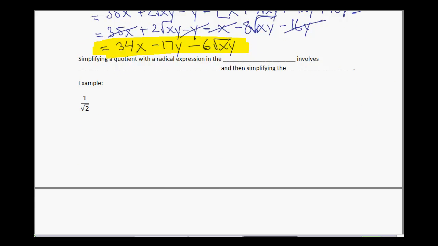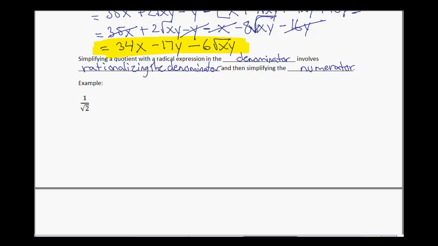Simplifying a quotient with a radical expression in the denominator involves rationalizing the denominator and then simplifying the numerator. Alright, let's do an example.